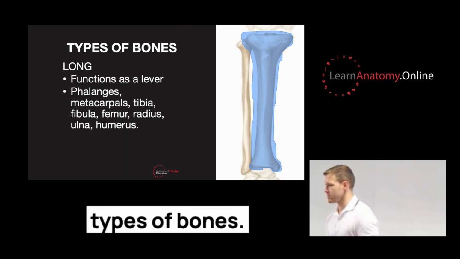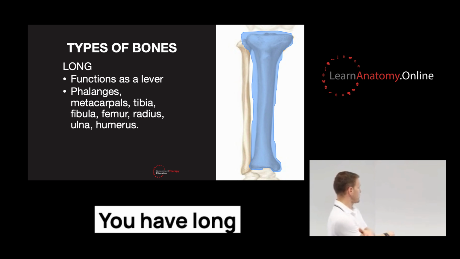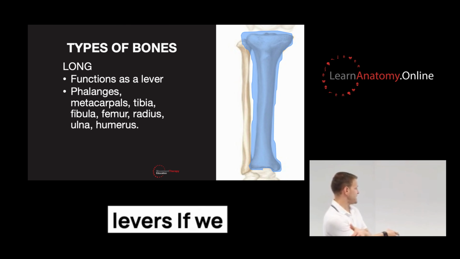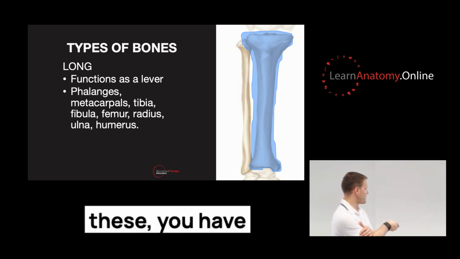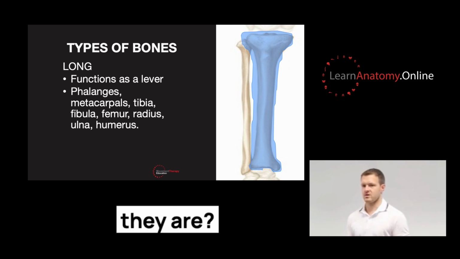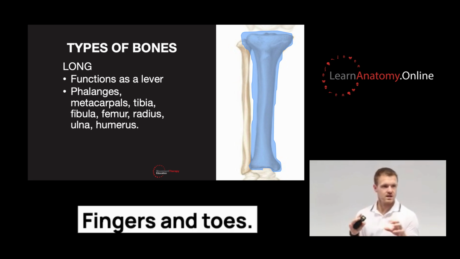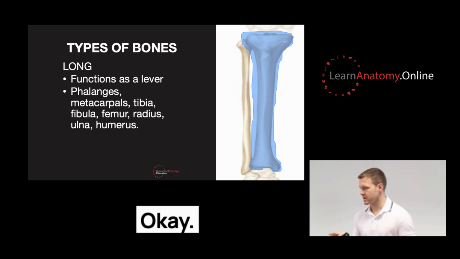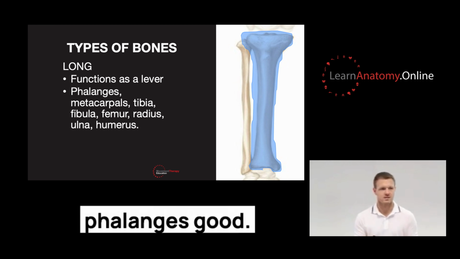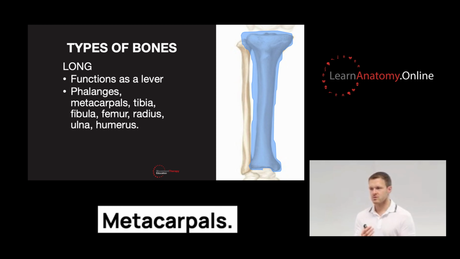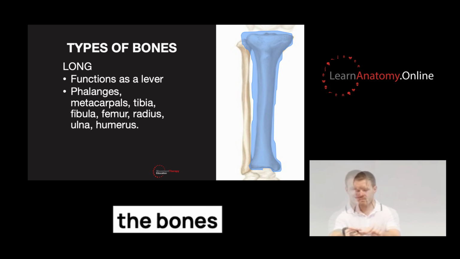These are the types of bones. You have long bones. These mainly act as levers. If we have a look at these, you have phalanges. Any idea what they are? Fingers and toes. Okay, so your fingers and toes are your phalanges. Good. Metacarpals. Yeah, good. They're the bones in the hand.